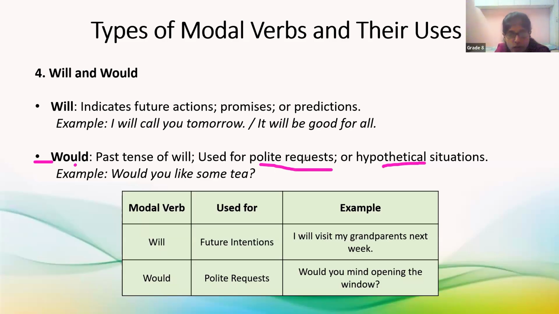So first is polite request. Would you like some tea? Would you mind opening the window? It is a polite request. Will is for very strong future intentions. I will visit my grandparents next week. I will work hard to succeed. I will talk to Nitya about it. And would is polite request. Would you mind unmuting yourself? Would you put your camera on? Would you answer me today? Okay. Would you help me here? Like that. It's a request.